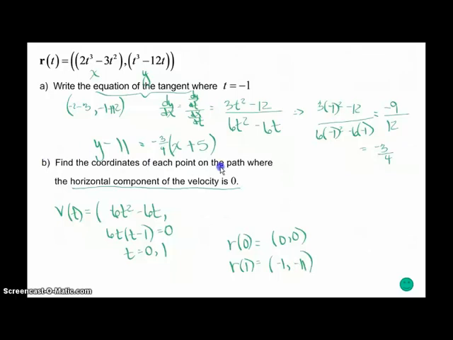Find the coordinates of each point on the path where the horizontal component of velocity is 0. The words matter, so make sure you read things carefully. I know I swung through that fairly quickly, but I think you're so comfortable with vectors and we worked so long on parametrics, I don't think that this is an issue for you.